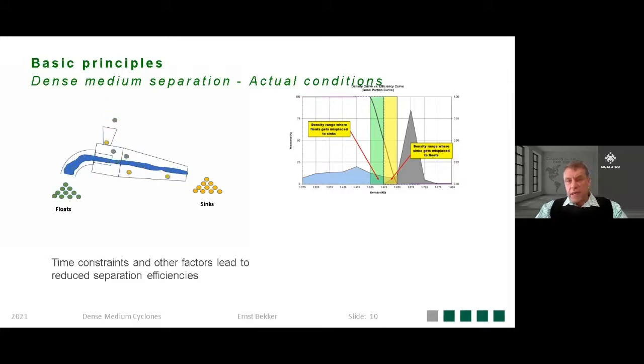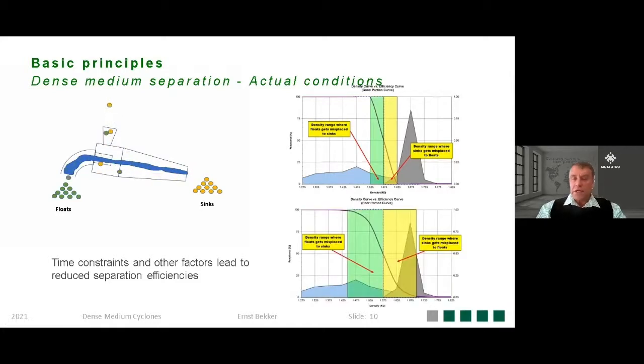Now, because there is a time constraint, we do not get perfect separation. So the two shaded areas represent a portion of material that has the probability of being misplaced. On this curve, this area where the mouse pointer is, is light material that is getting misplaced to the sinks fraction. And the same goes for the heavy fraction, or the fraction denser than the cut density.